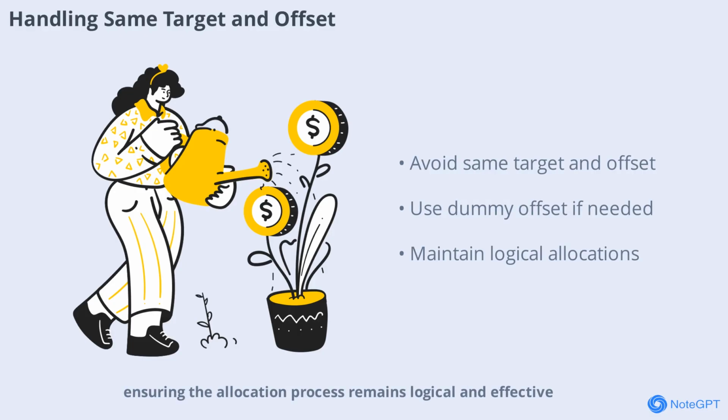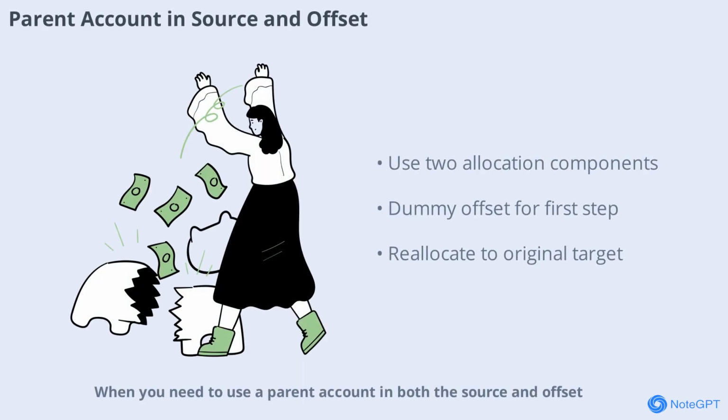When you need to use a parent account in both the source and offset, create a rule with two allocation components. The first component uses a dummy account as the offset, while the second component reallocates from the dummy offset to the original target. This method ensures that credit and debit values are properly assigned, maintaining the integrity of your allocation logic.